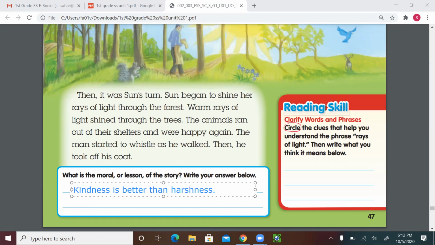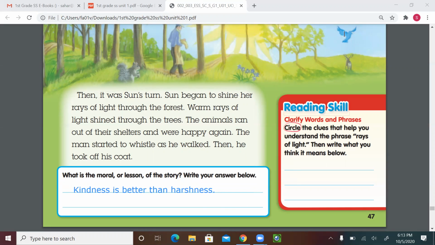Right, let's read the reading part over there. Reading skill. Clarify words and phrases. Circle the clues that help you understand the phrase rays of light. Then write what you think it means below. All right, so rays of light. To shine her rays of light through the forest. So you're going to circle this part. And then write what you think it means below. Warm rays of light. We can write it here.